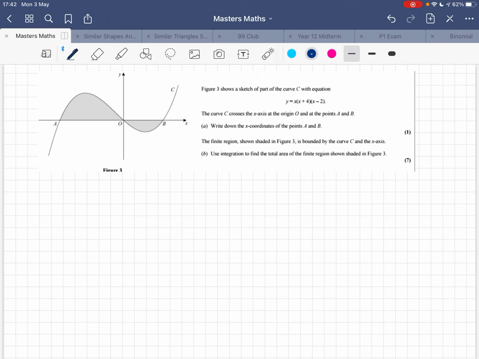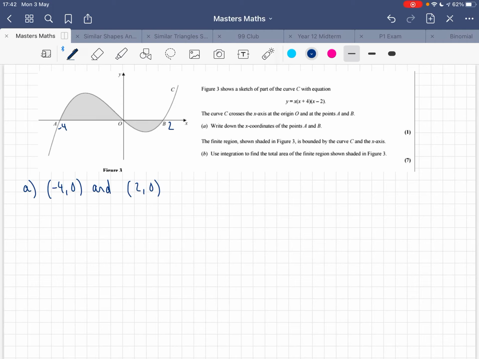We've got figure 3 showing a sketch of part of the curve C that has equation y equals x(x + 4)(x - 2). The curve C crosses the x-axis at the origin 0 and at the points A and B. Write down the x coordinates of points A and B. So that's quite easy. The equation's already been factorised for us, so it's going to cross at -4. So the coordinates would be (-4, 0) and (2, 0). So A is -4 and B is 2.